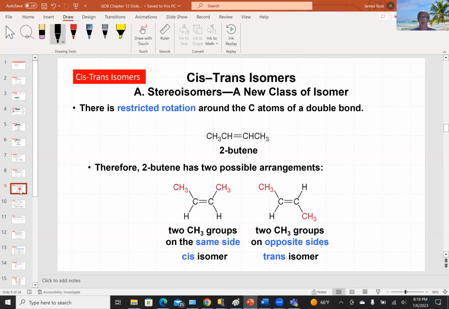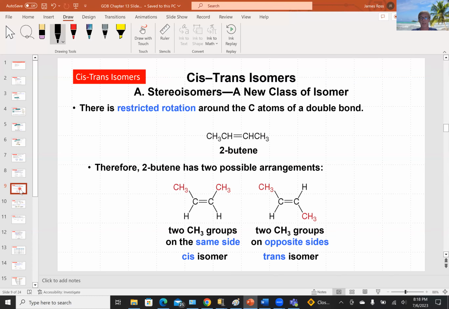Let's look at a consequence of the rigidity of a double bond. So we don't really look at why a double bond is rigid in this course. You would have to take general chemistry to really get your teeth into that. But what we do look at in this course are the consequences of that rigidity. So it leads to a phenomenon called cis-trans isomers or cis-trans isomerization.